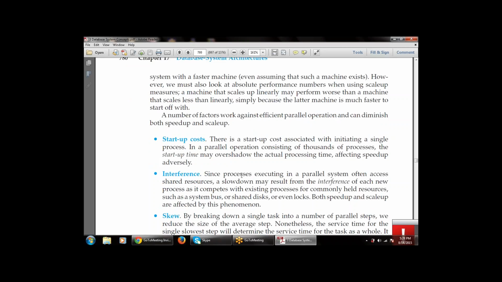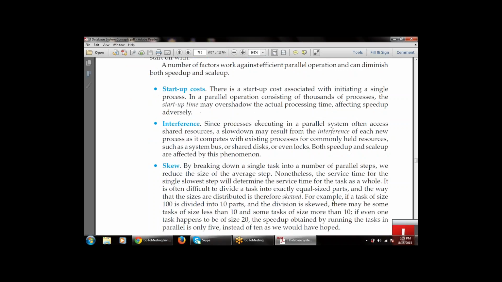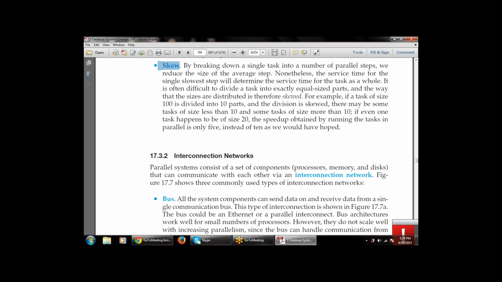Interference means that since processes executing in parallel systems often access shared resources, a slowdown can result from the interference of different processes competing for commonly held resources such as the system bus, shared memory or even locks. Then there is skew: breaking down a single task into multiple steps can reduce the average step size, and the variation in step sizes is known as skew.